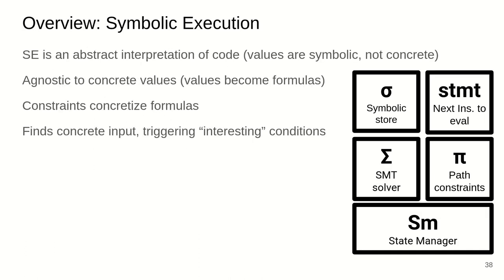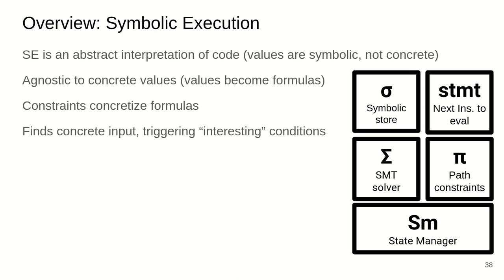Symbolic execution is, think of it as an abstract interpretation of the code. Instead of having concrete values for your variables, the values become symbolic, just as in math, right? A mathematical statement or mathematical formulas. And values are symbolic and no longer concrete. And it's completely agnostic to concrete values, and we simply aggregate individual formulas.